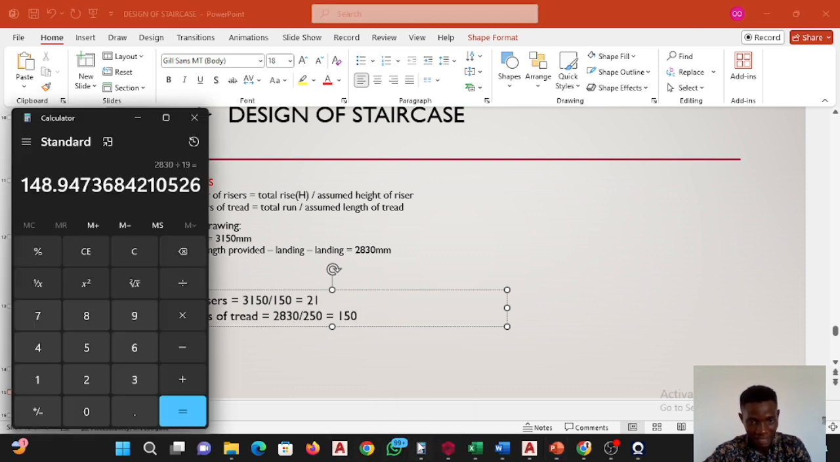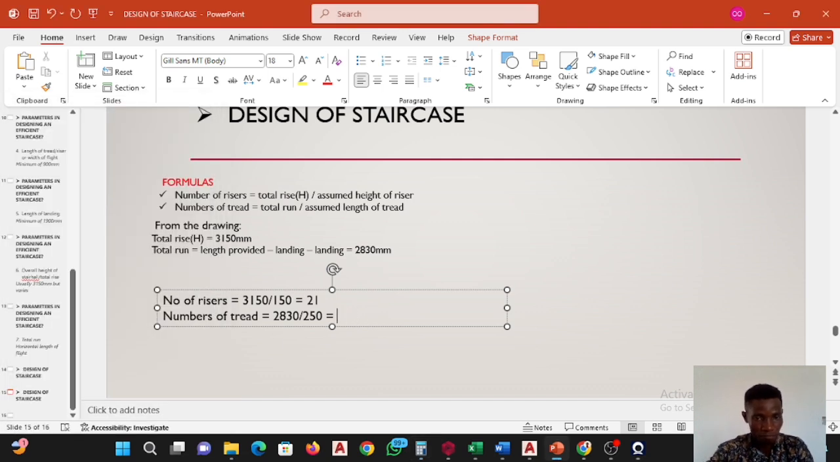2830 divided by 9. Now 2830 divided by 9, so I'm going to have 3141, like 9. I'm going to have 314. So it means my thread is 314 for the first flight, this is the first flight.